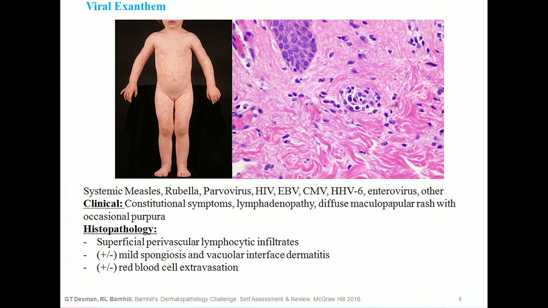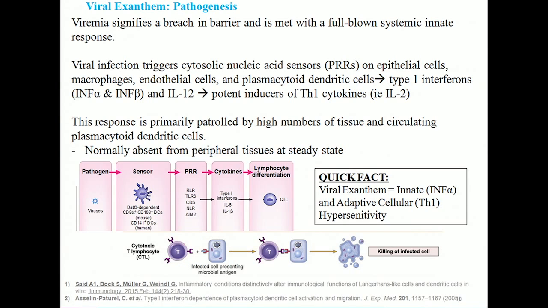These patients present with a very nonspecific picture, a diffuse maculopapular rash with an occasional purpuric component. It's associated with systemic viremia, and histopathologically, the findings are also nonspecific. You have perivascular lymphocytic infiltrates, maybe some mild spongiosis, maybe some interface, and maybe some red cell extravasation. From a pathogenesis standpoint, this is basically associated with a strong innate immune response as well as an adaptive immune response. In these patients, the viremia signifies a breach in barrier, and it's met by a full-blown systemic innate immune response.